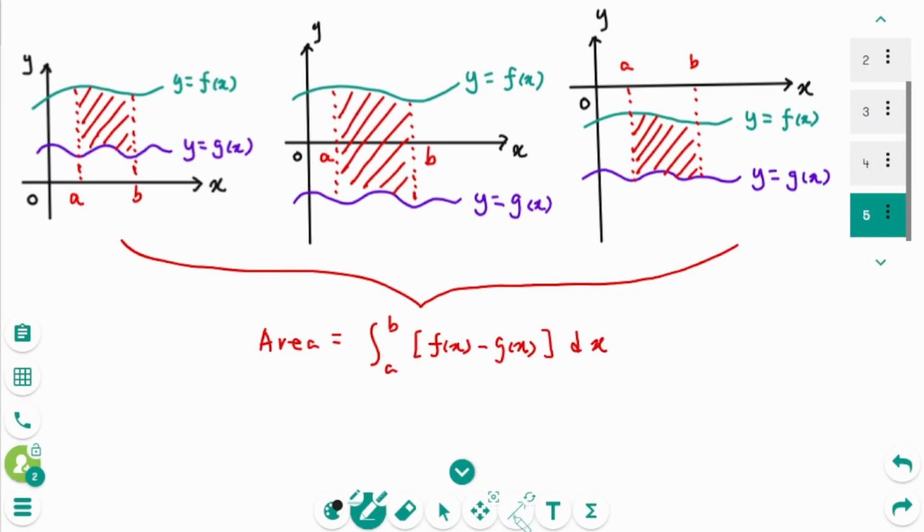To find the area between two curves, it doesn't matter whether the graph is above or below the x-axis. Just subtract the lower graph from the upper graph.